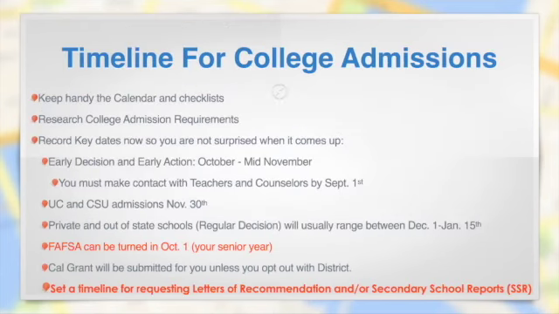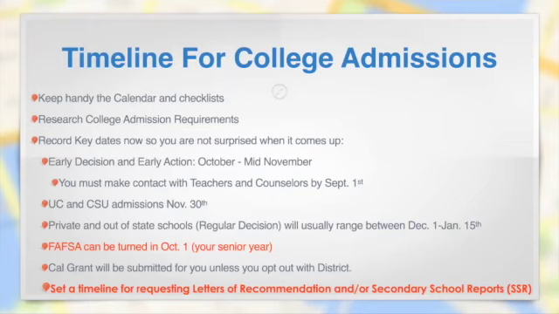So, timeline for college admissions. If you're an 11th grader watching this with your parents, I really suggest keeping a handy calendar and checklist available so that you're not caught off guard, wondering what am I doing, and "Oh my gosh, I can't believe this time snuck up on me." So I do recommend having a little calendar and checklist. Research college admissions requirements and make sure you record those key dates so you're not surprised. Like I said, early decision and early action.